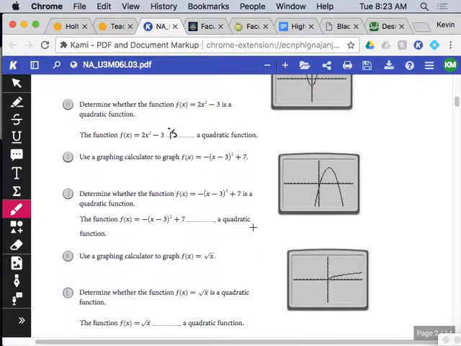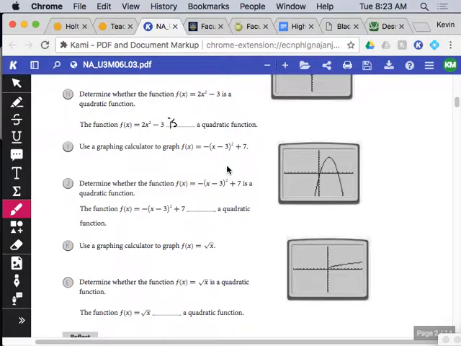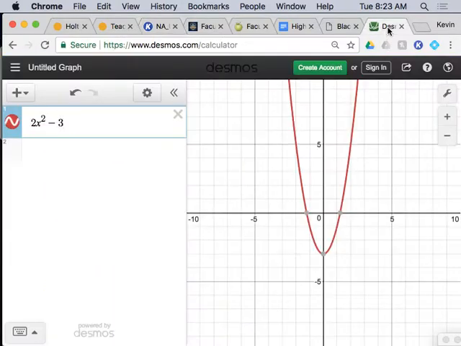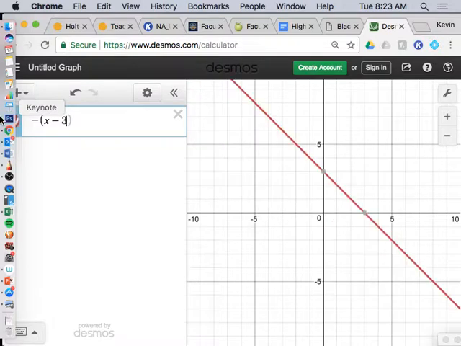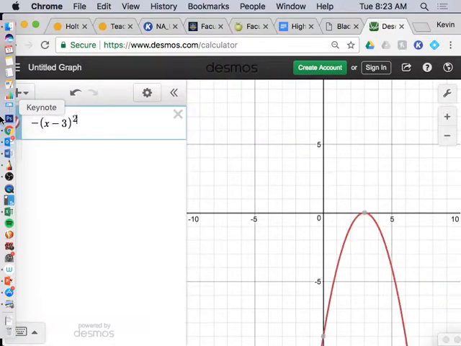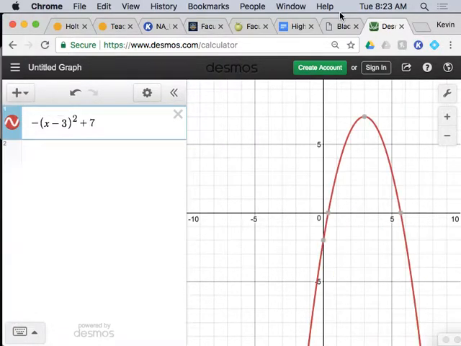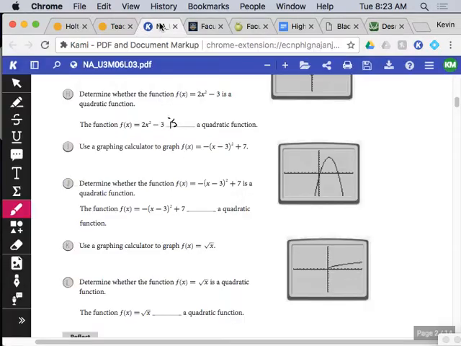And now we move on, and we've got here negative x minus 3 squared plus 7. What does that look like? It looks like a kind of form. Which form does that look like? Vertex form. So is that a quadratic function? Yes. Yeah, so let's take a look. Negative x minus 3 squared, is it plus 7? Yeah. Is that a parabola? Yeah, sure is. So that's a quadratic function.